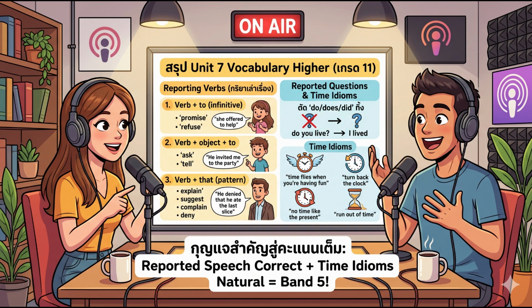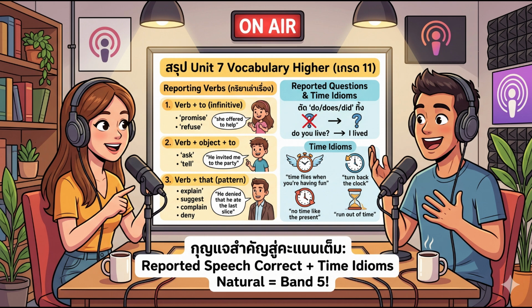Exactly. And then you have the verb plus object plus to pattern. This is for verbs like ask, tell, and invite. I like to think of verbs like invite or tell as a bridge. A bridge can't just end in midair, right? It needs a pillar to rest on before continuing. Oh, and the object is the pillar, like the person you're actually talking to. Yes. You can't just say, he invited to the party. The sentence literally collapses without the person standing in the middle to hold it up. Like, he invited me to the party. That is a great way to visualize it.